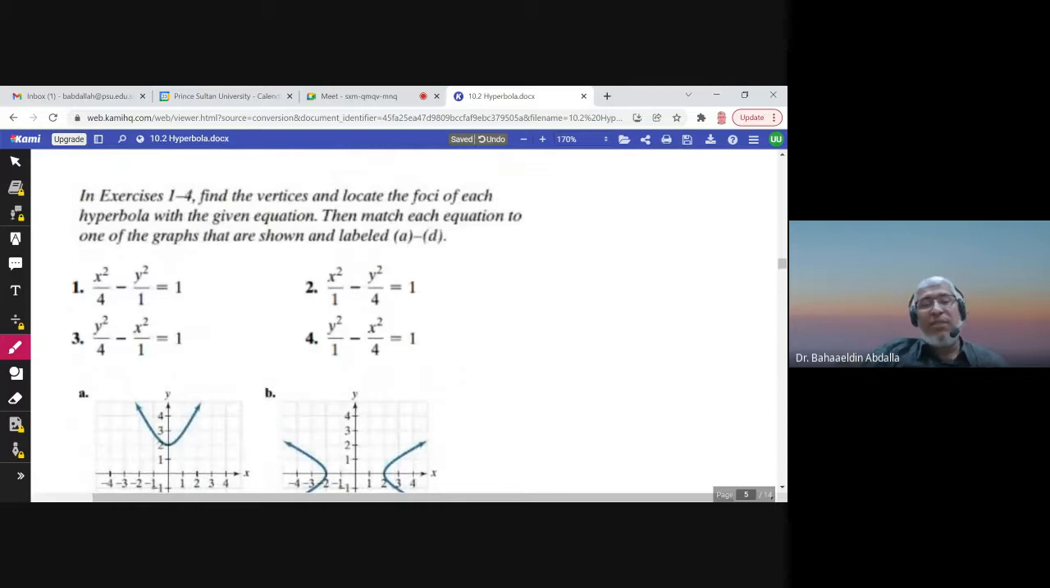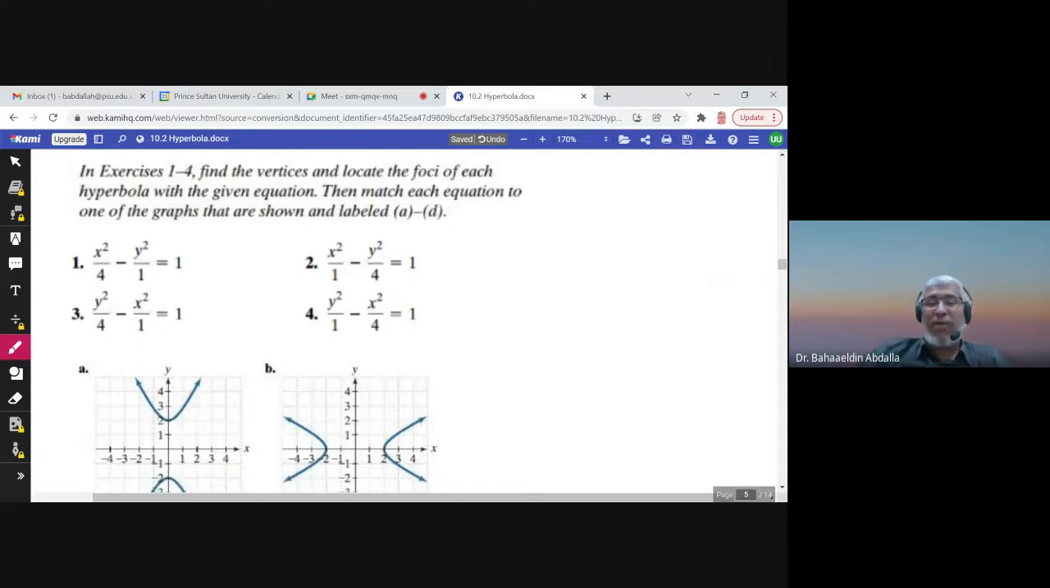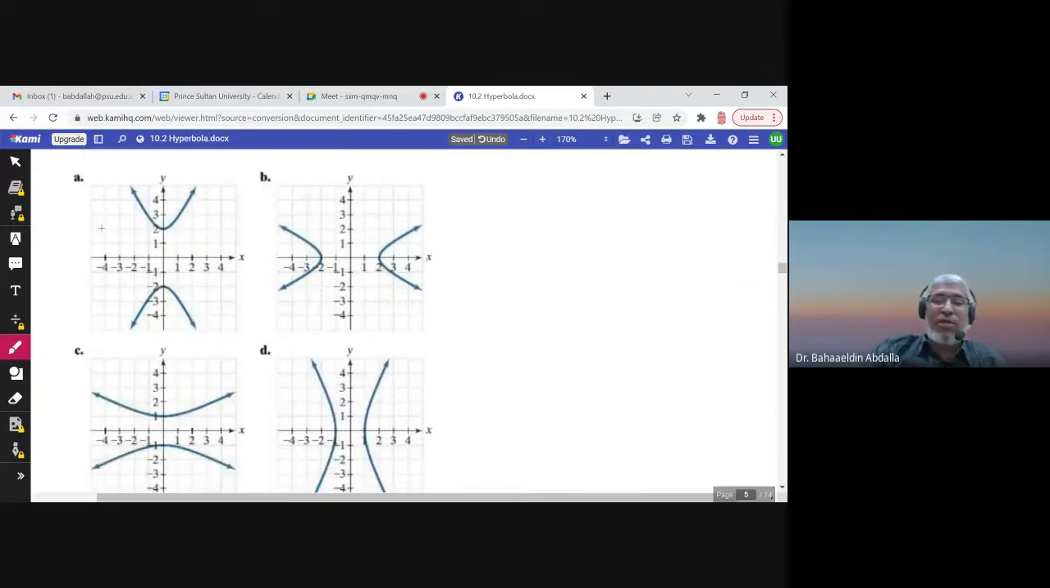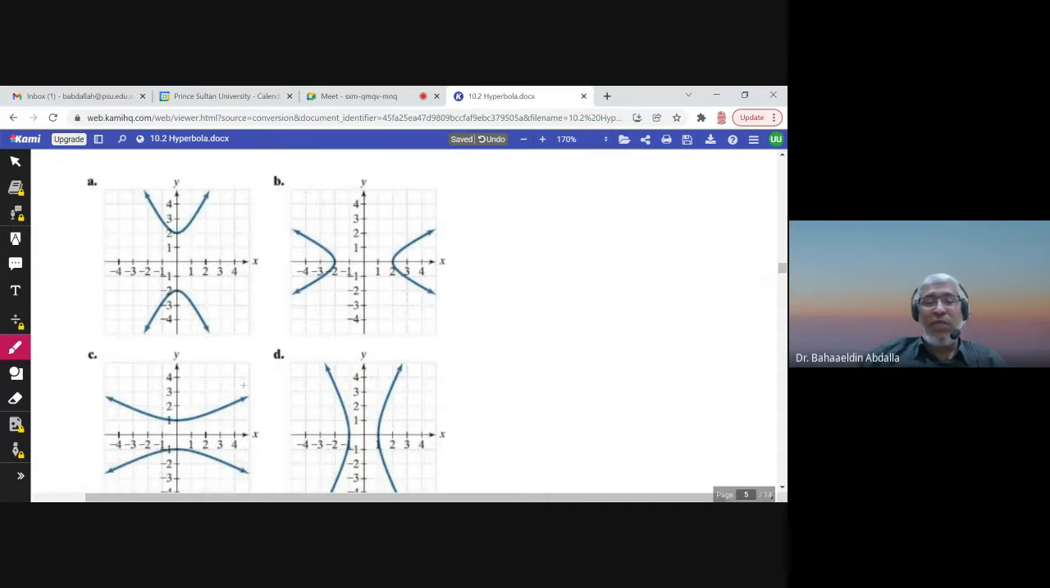Now let's do some exercises. Find the vertices and locate the foci of each hyperbola with the given equation. Then match each equation to one of the graphs that are shown and labeled A to D. Okay, number 1. This hyperbola opens right and left because x squared is positive. So either it is B or C. Sorry, B or D.